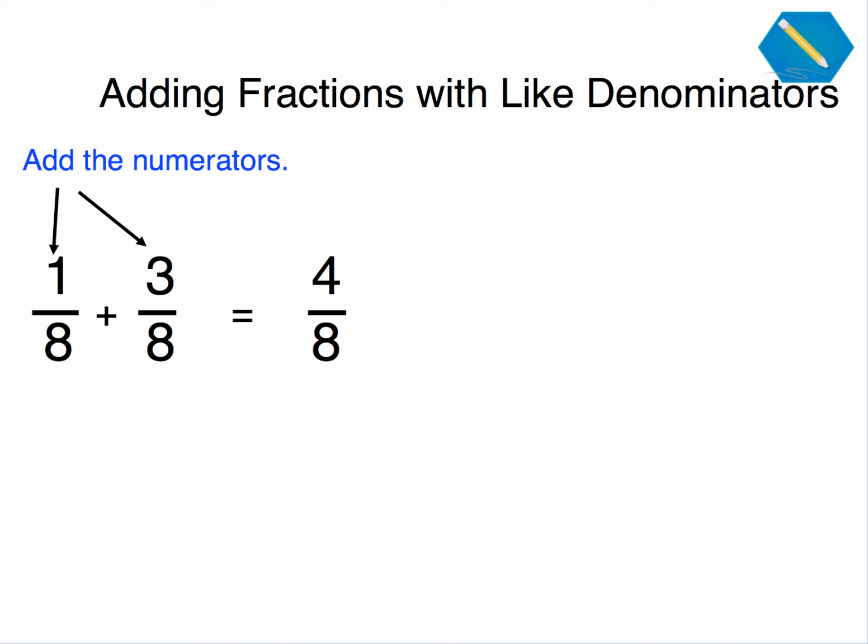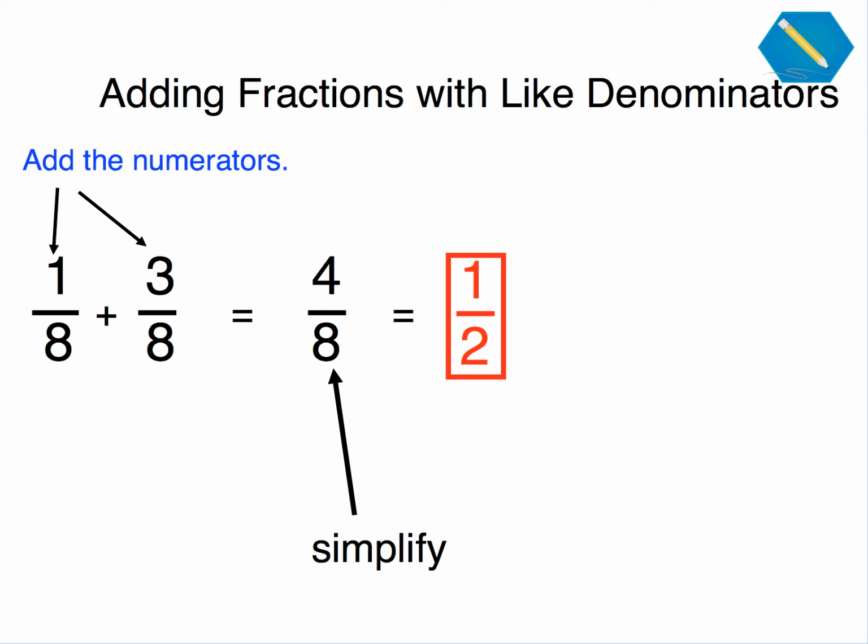But be careful here, you're not done yet, because you can simplify this fraction. So you need to ask yourself, 4 and 8 are both divisible by what number? You could do 2, but then you'd have to simplify again, so I'll just divide by 4 right away, since they're both divisible by 4, and then that fraction would simplify to 1/2. Since 1/2 cannot be simplified any further, that's my final answer.